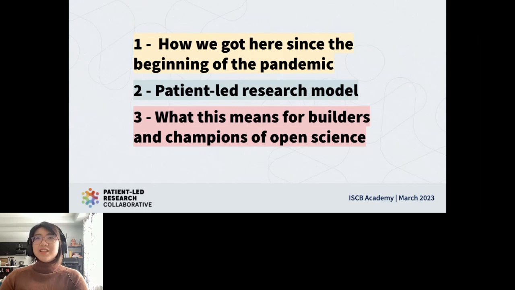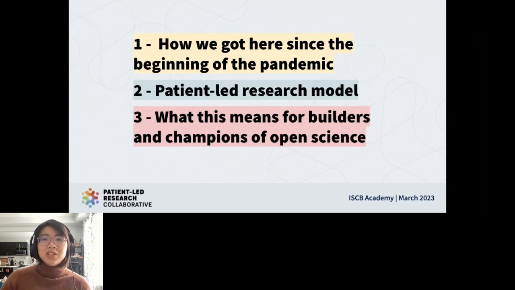And I always like to start off these talks with stories to put into context what drove us to work on the patient led research collaborative, what were the pain points and the opportunities for innovation. And then we'll break down into the components of the patient led research model that we follow, as well as what's working for us, what we're currently dedicating our energy and time to.